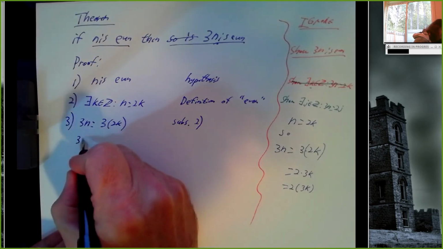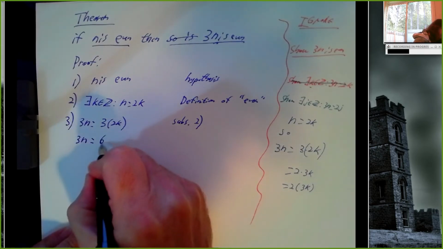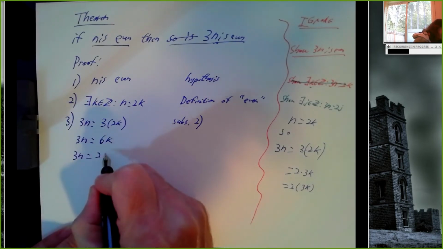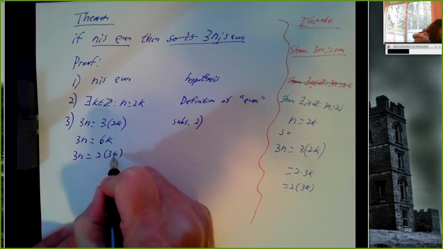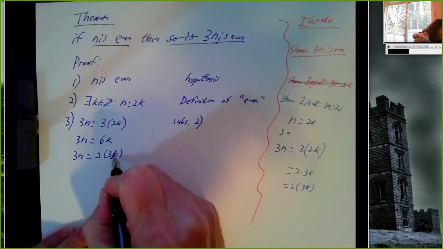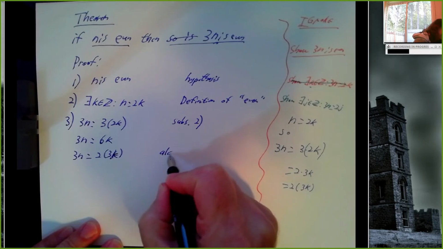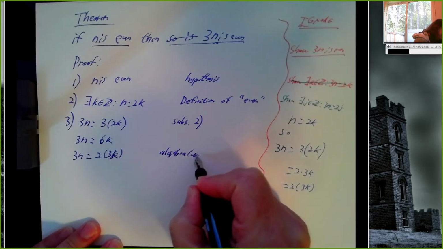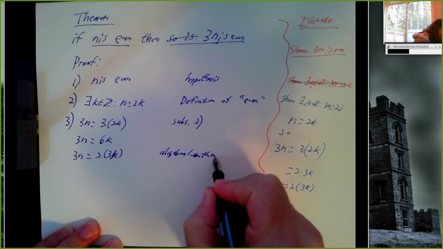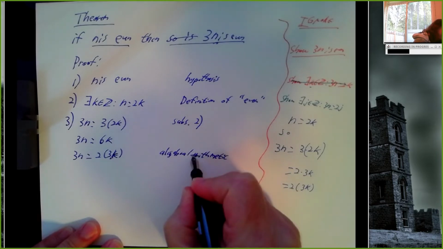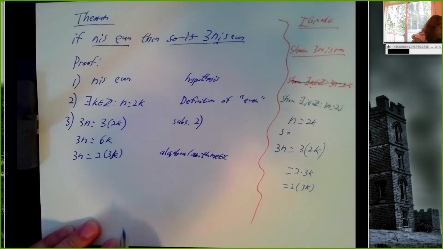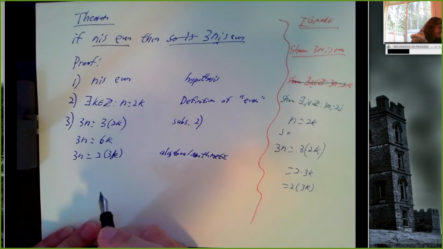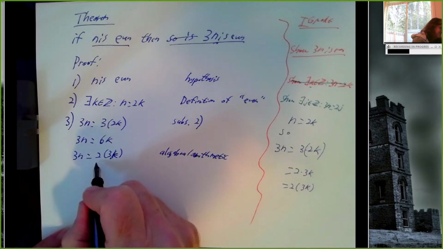And so I can say 3n equals 6 times k, and 3n equals 2 times 3k. And that's just algebra or arithmetic. Or you could use commutativity, and 3 times 2 is the same as 2 times 3, but the point is you get it into this form.